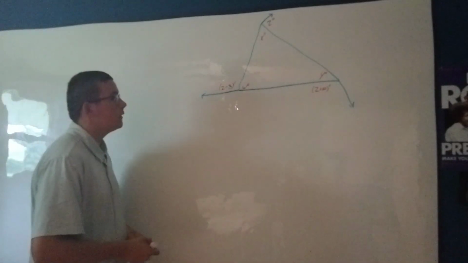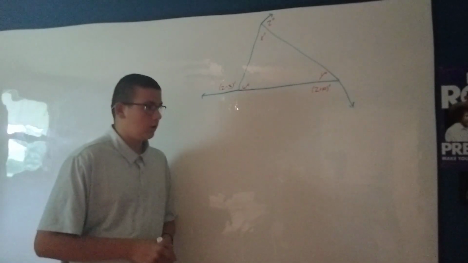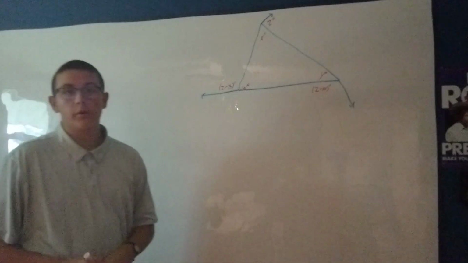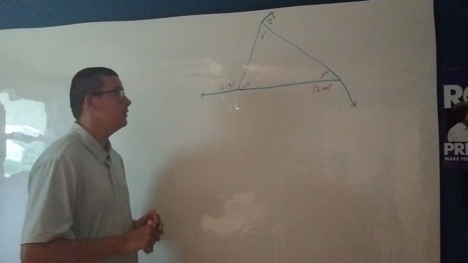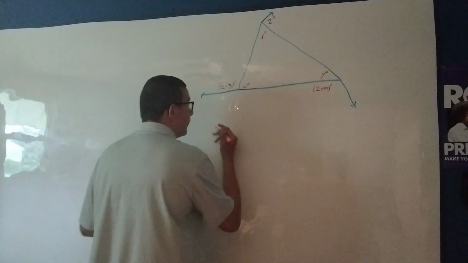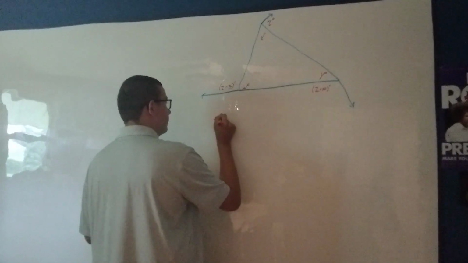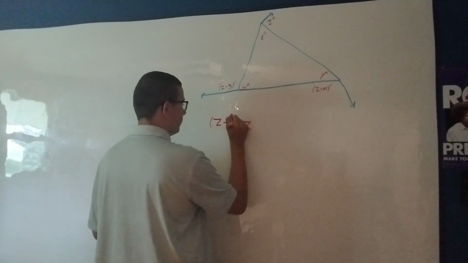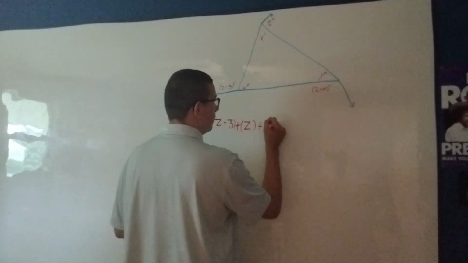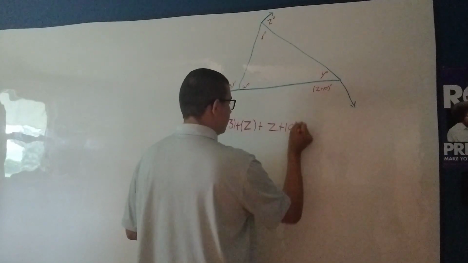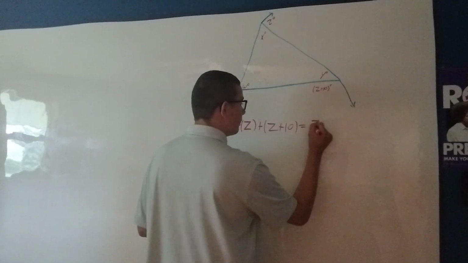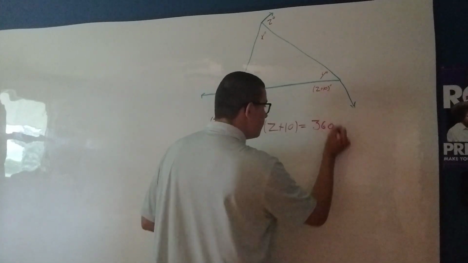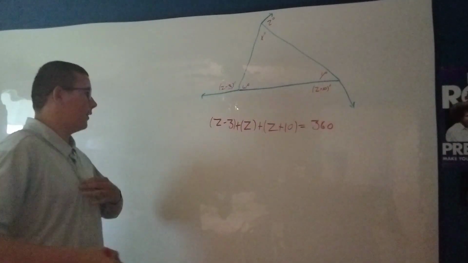Okay, now I'm going to work through it. So first we need to solve for our exterior angles, and we know that all of these added together is going to equal 360 degrees, right? So we go z minus 3 plus z plus z plus 10 equals 360, because those are the exterior angles, and as you go all the way around the circle.